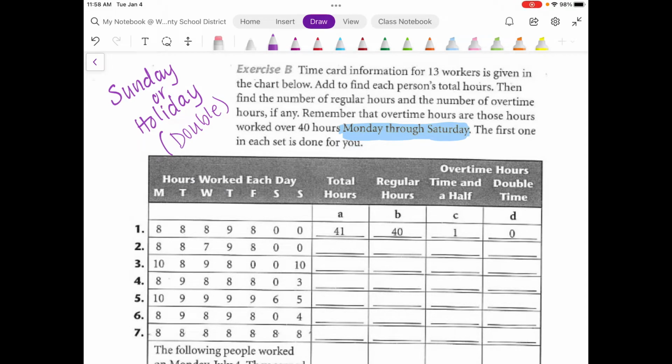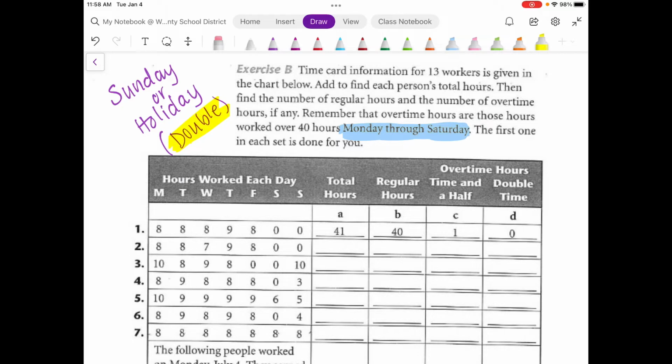Now, it's important to remember that anytime we're talking about Sunday or a holiday, that's going to be double time for us. Remember, I said that this is just for our class, and it's important to note that for your future quiz. So keep in mind that if it's on a Sunday or a holiday only, that's when you're going to automatically do double time. Otherwise, any amount of hours worked over 40 hours is only going to be time and a half.